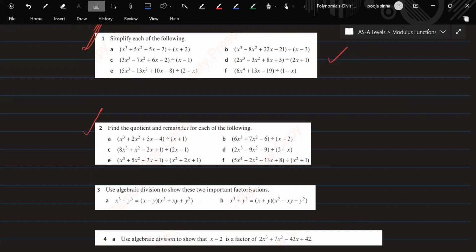Once you have understood what the remainder is and how you divide, the next thing you need to know is the remainder and the factor theorem. Remainder and the factor theorem.